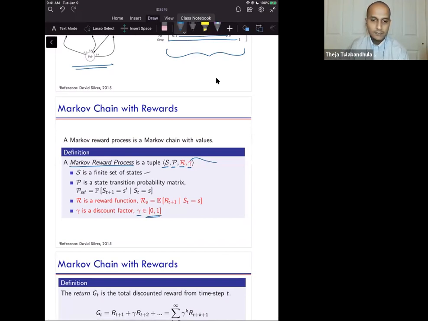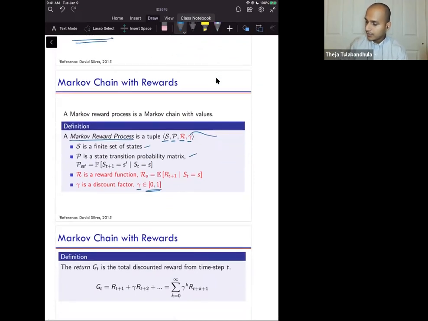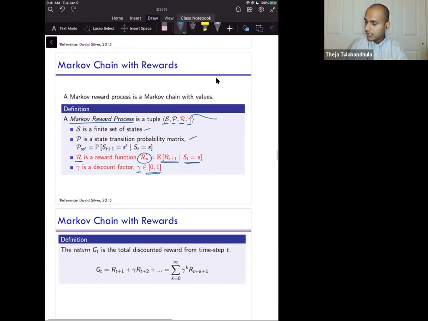S is a bunch of states. P is that usual transition probability matrix. Here's an example, this is a 7 cross 7 matrix. And R is the new object that we have introduced on top of the Markov chain, which is just the expected reward that I can get if I'm in a state S. So for every state there's a distribution associated with it, a random variable, and the expected value of that random variable is this number. So there's one number per state. Think of this as a function: given a state, it produces a number. That's the reward function. So that's a Markov chain with rewards.